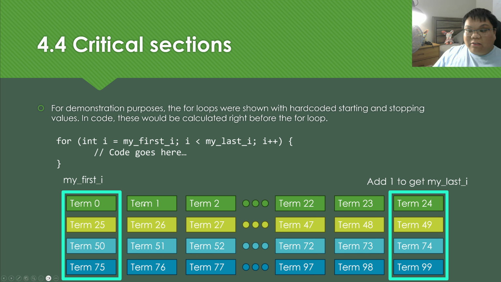So thread 0 calculates terms 0 to 24. So technically it has to be term 25. So thread 0's my first i is 0, and that same thread's my last i is term 25. Similarly, the next thread after that is 25 to 50. The next thread after that is 50 to 75. The next thread after that is 75 to 100.